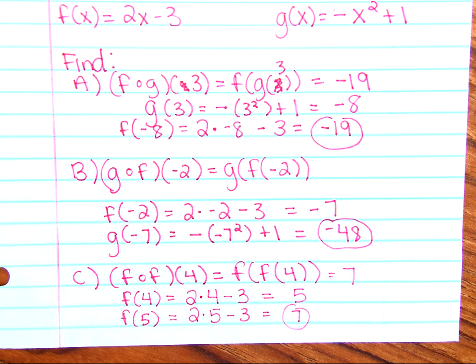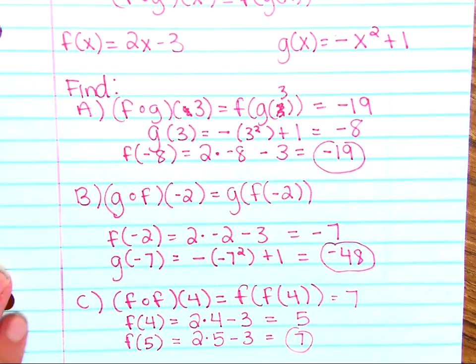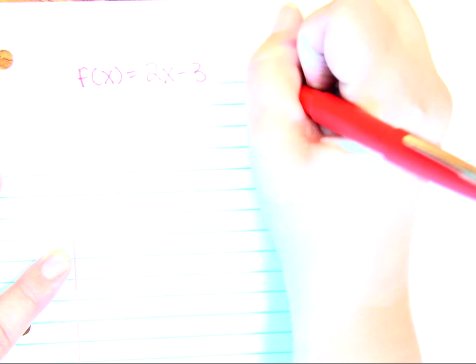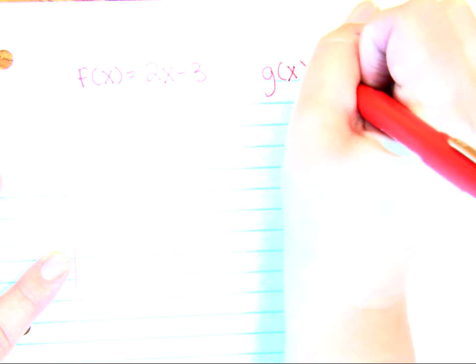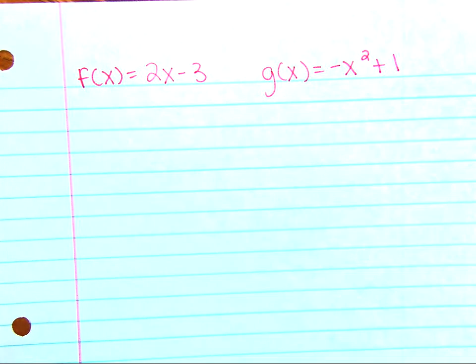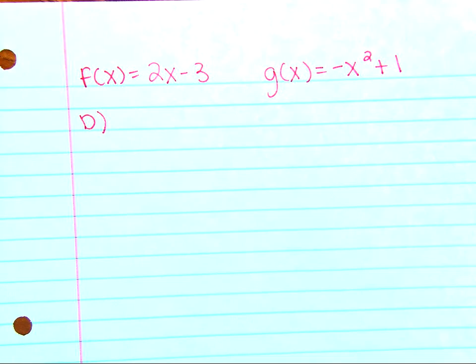Now I can also compose two functions together. So I'm going to do both of these functions composed together. So we're still using the same f of x and g of x. I'm just going to write them again so you still have them. 2x minus 3 and -x squared plus 1. Okay, so the first thing we want to try is, and this is letter D, I have one more example after this.